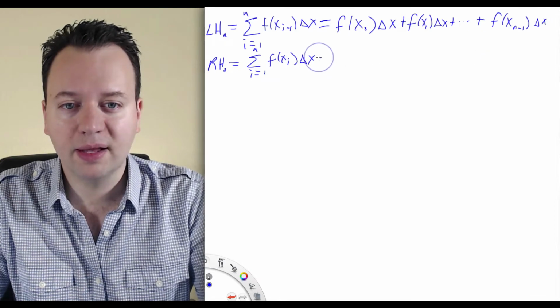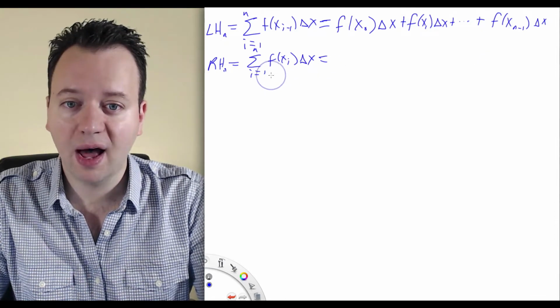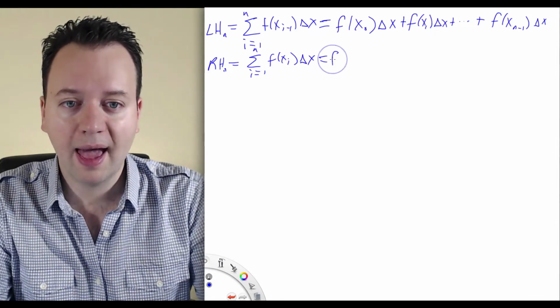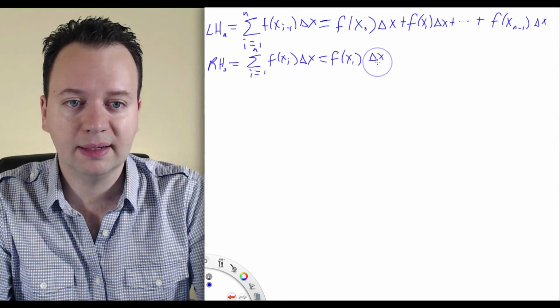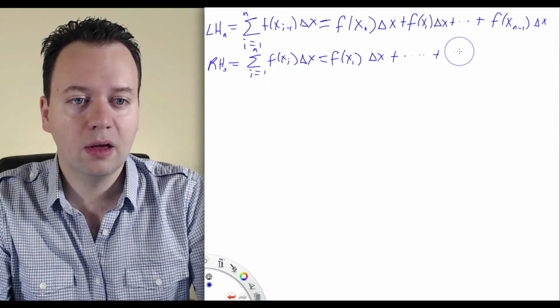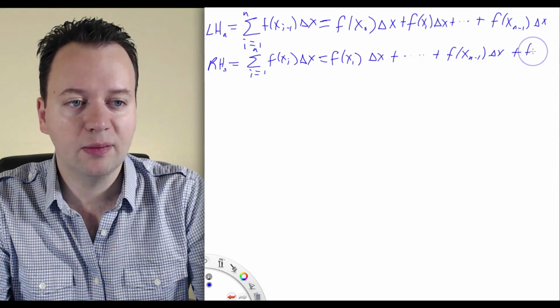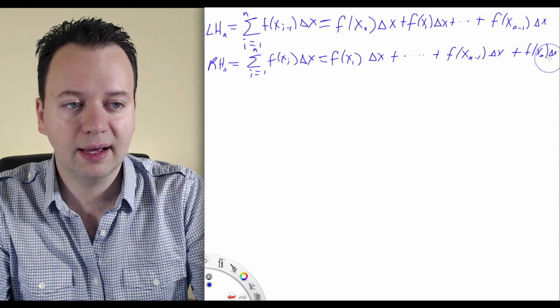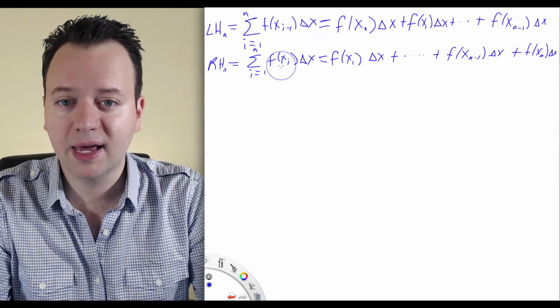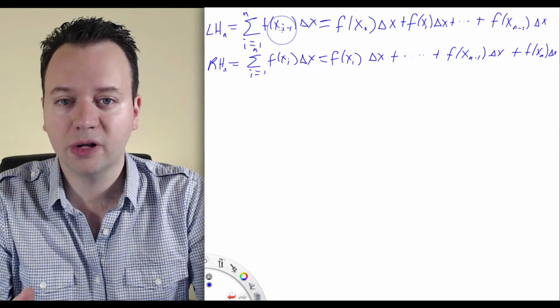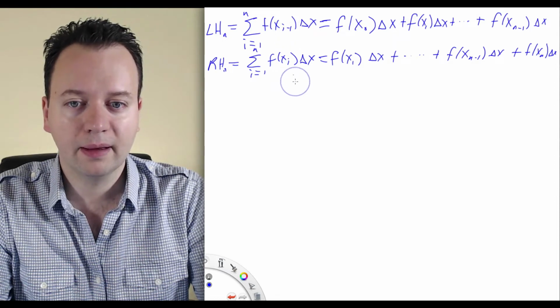Now the right-hand Riemann sum, on the other hand, we have x sub i. So when i is equal to 1, we get f of x1 times delta x. Then plus so forth, all the way up to f of x n minus 1 times delta x, and then finally plus f of x n times delta x. So this one stops at xn, where the left-hand stops at x n minus 1.